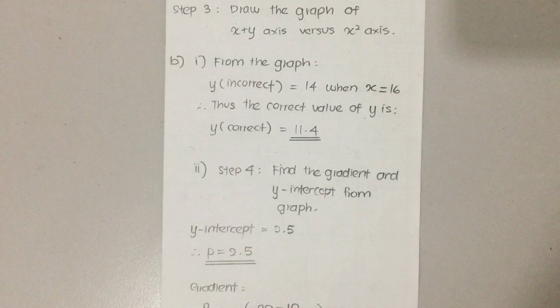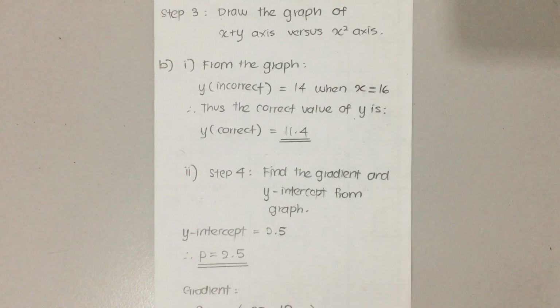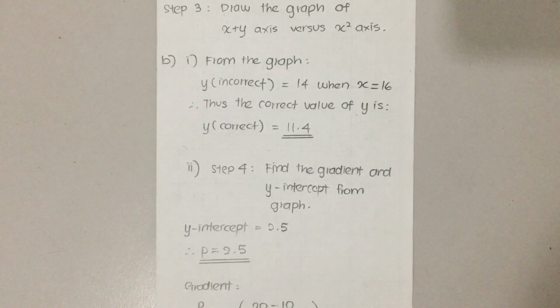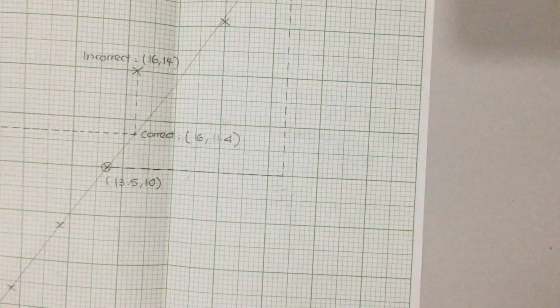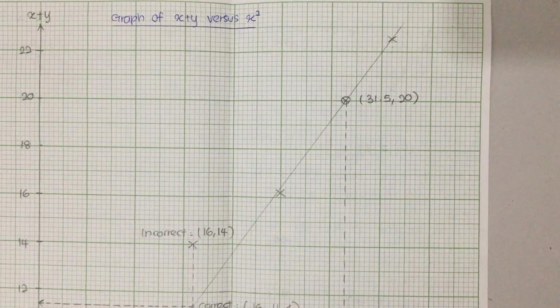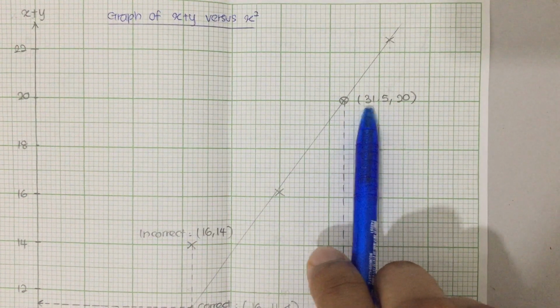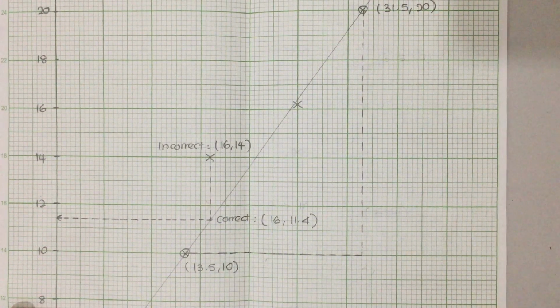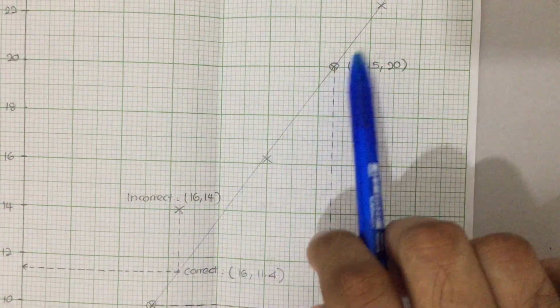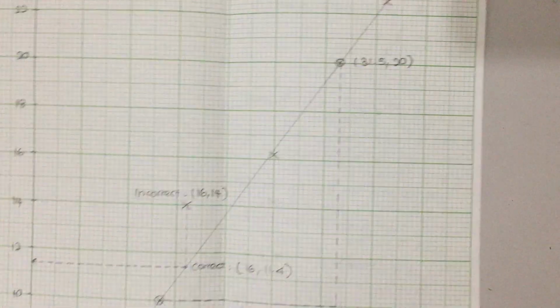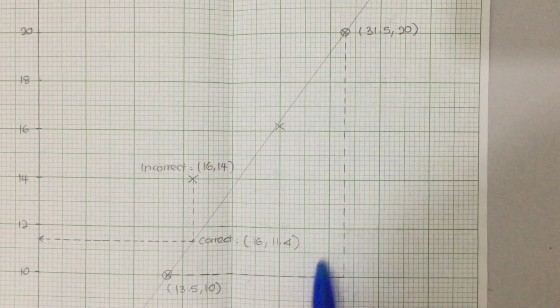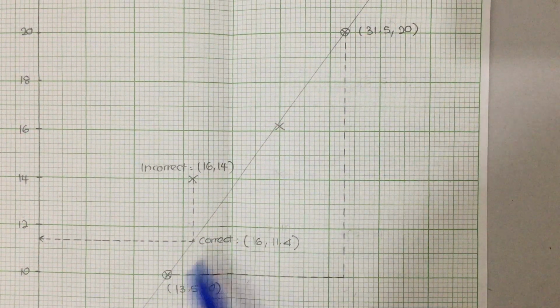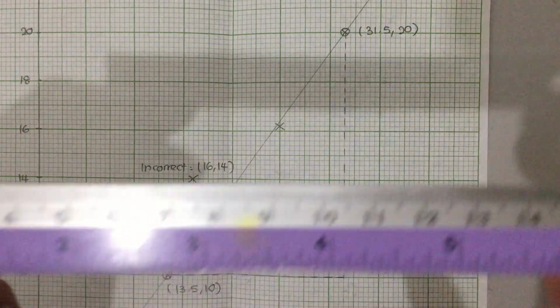So let's move on to the gradient. To find the gradient is very simple. From the graph, you use y2 minus y1 divided by x2 minus x1. So what I did is I chose one of the points over here, 31.5, 20, and then 13.5, 10. Basically you can choose any point from within the straight line graph, guys. It's up to you, but make sure that your triangle is big enough so that you will get a more accurate result. So use a short ruler.